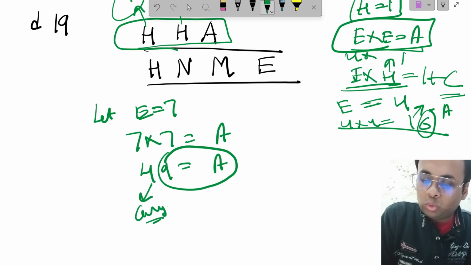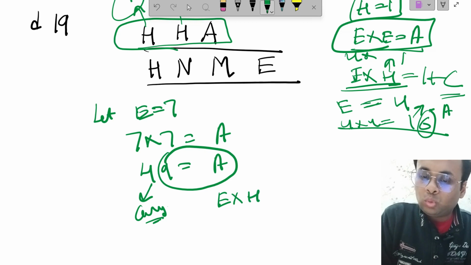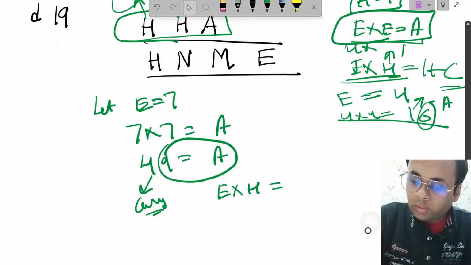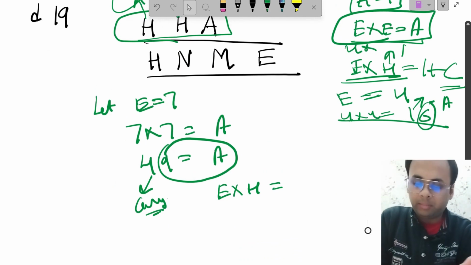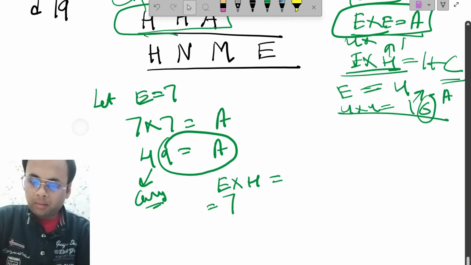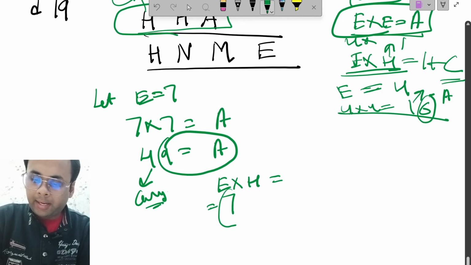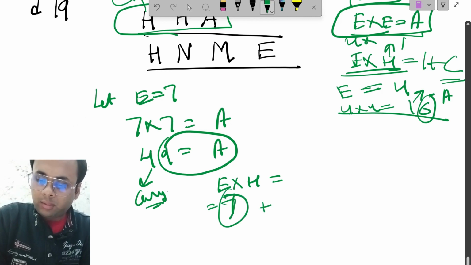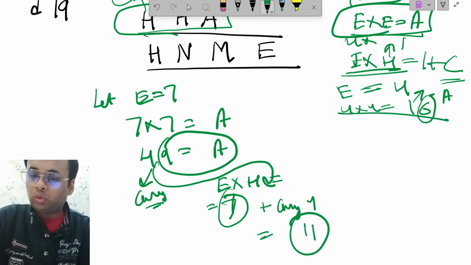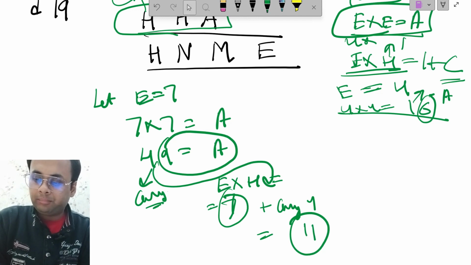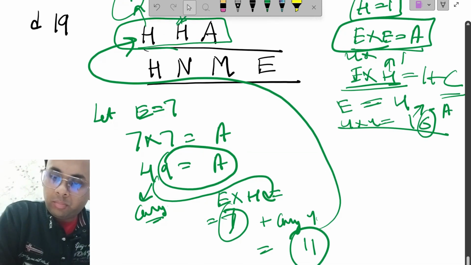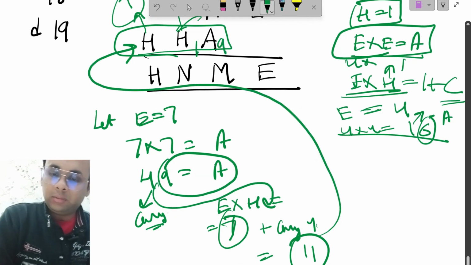For the next step, which is e into h, e into h gives what? E into h gives h plus a carry of 1. So e into h, what can be this? We have considered e 7. E into h should give 7, and there is already a carry of 4 from this one, which gives 11. Now this is actually matching up, because 11 will fit up here. Like this is coming, a would be 9, and this one 11, 9.